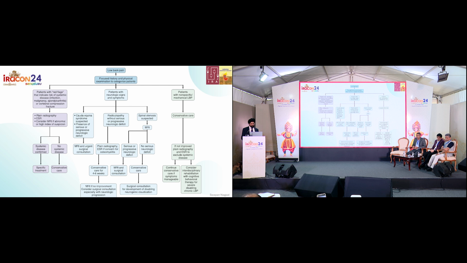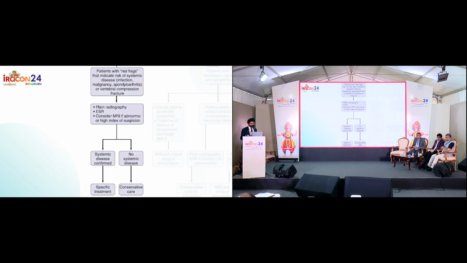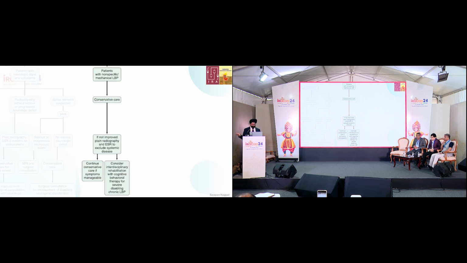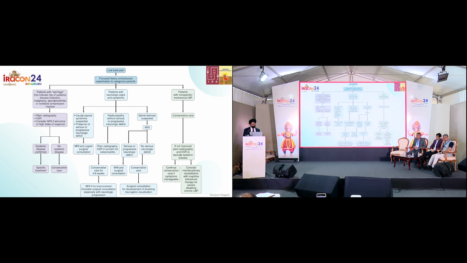Now, this is an algorithm which is very easy to understand. If the patient has red flag signs, or a high ESR, consider an X-ray, and MRI if required, and give specific treatment if you find the disease. If the patient has neurological signs, please get an urgent consultant opinion and an MRI. If there is radiculopathy without any serious neurological deficit, please wait for 4 to 6 weeks. If you have spinal stenosis that is not serious, you can be conservative about it. Patients with non-specific backache should get conservative management, but if they do not improve within 6 to 8 weeks, you can go ahead with investigations.